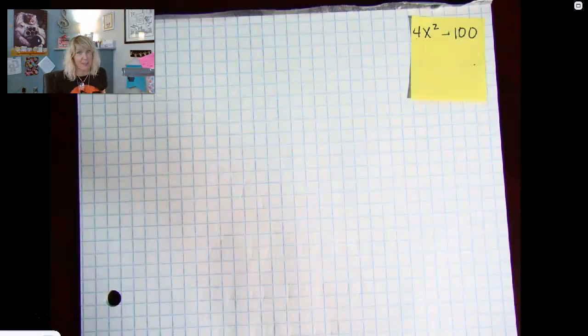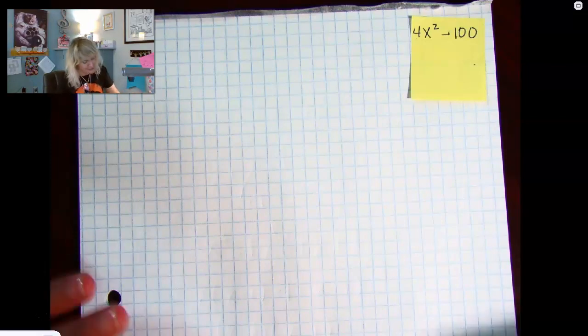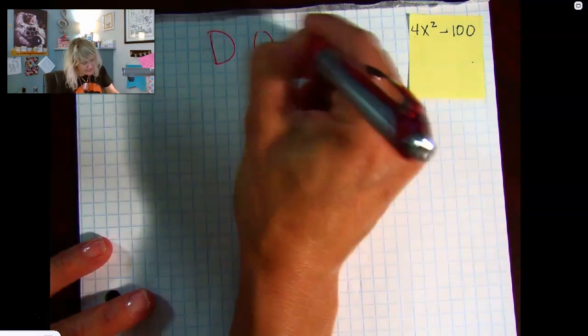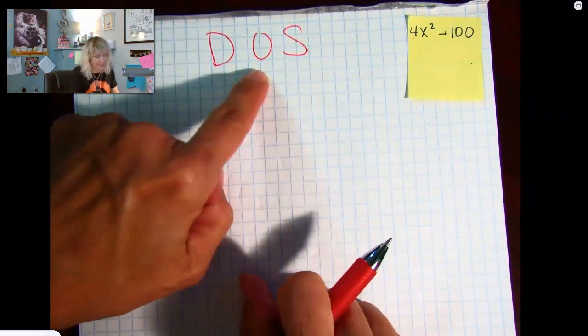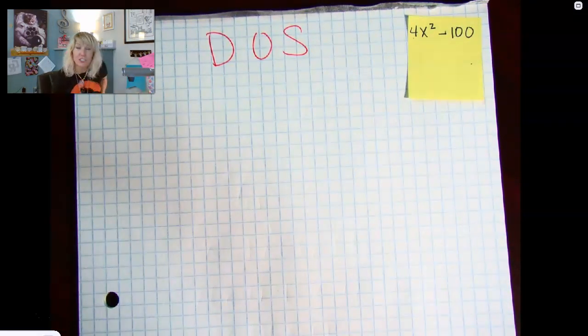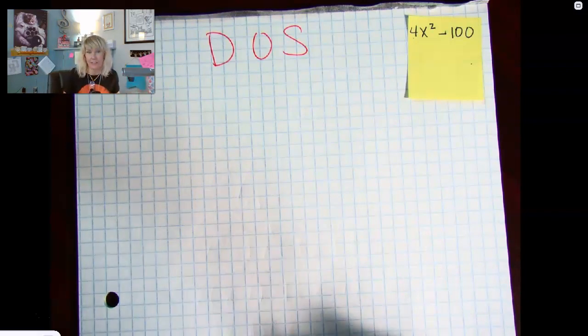So here's our next special guest of factoring, and that is going to be our dose. And I did say dose. And dose stands for difference of squares. So let me go ahead and show you how I am going to factor that.